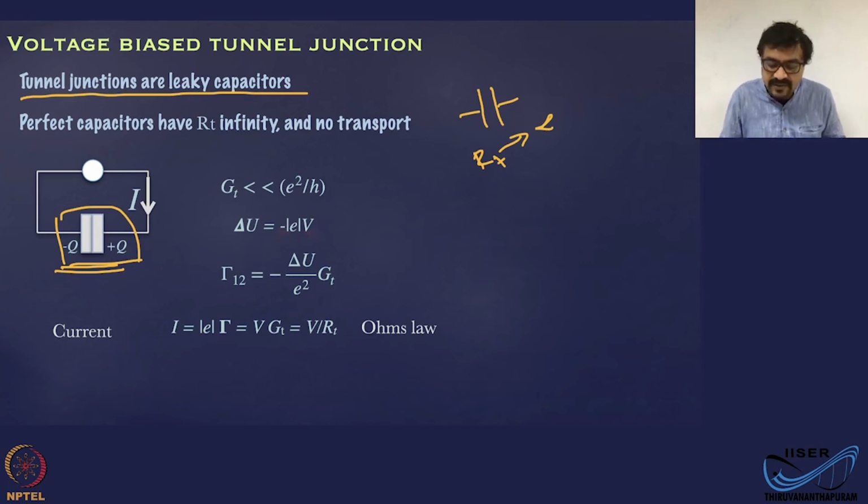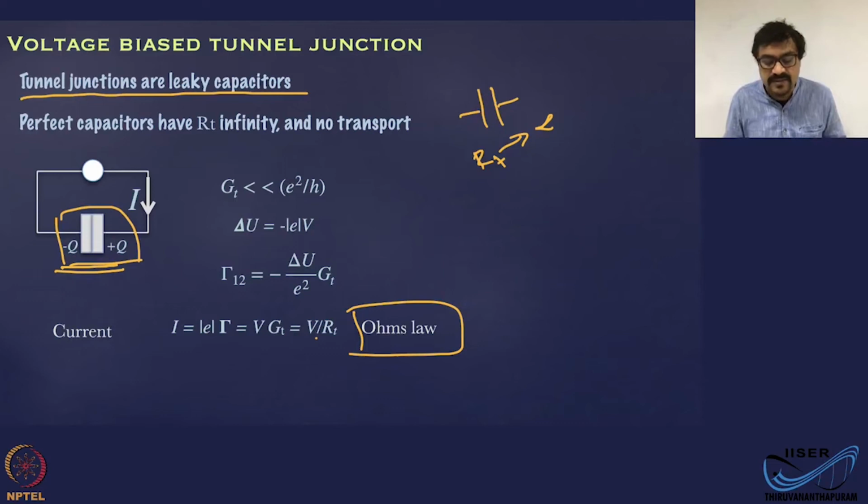Or current is V by RT. RT is the tunnel resistance. Okay. So this is actually giving you Ohm's law back. Current is basically proportional to voltage. That is, current through the junction is proportional to voltage.